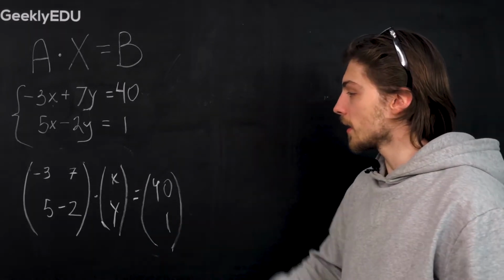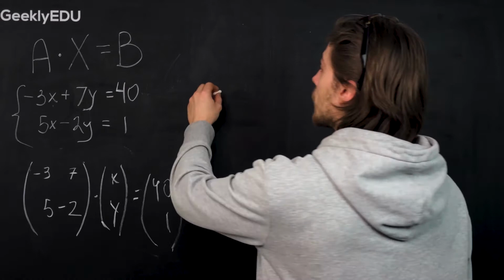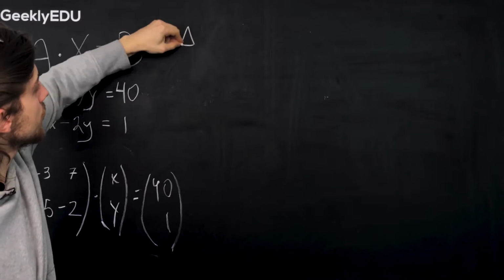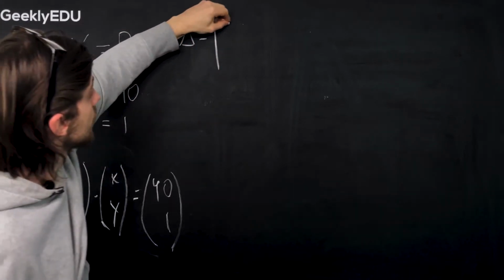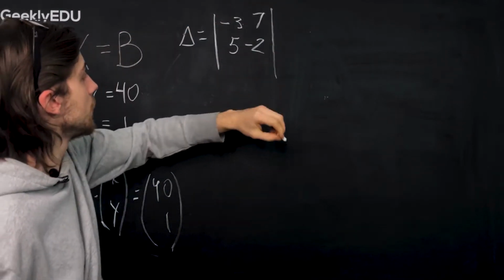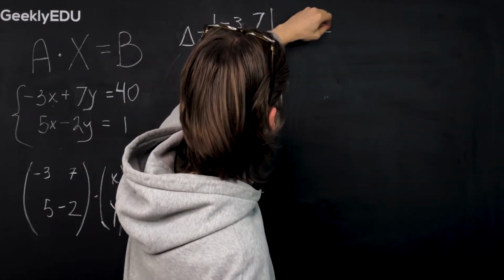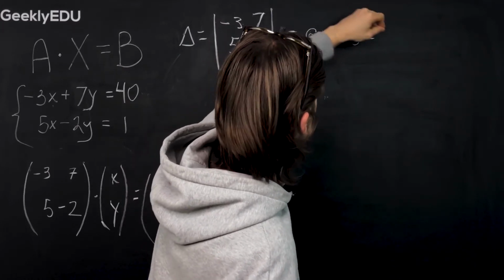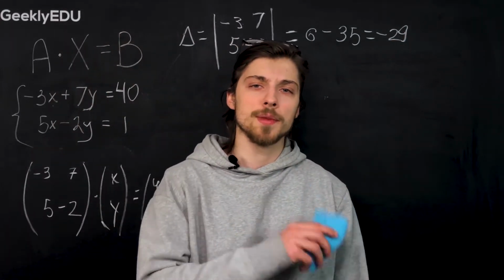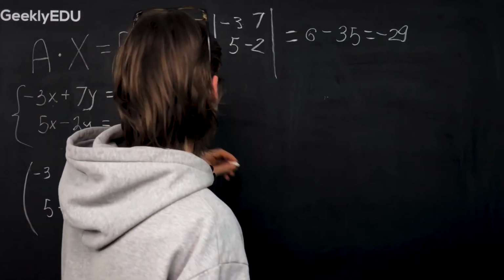So let's find the inverse of the coefficient matrix first, and we do that by first finding the determinant of this matrix. And this is a simple 2 by 2 second order determinant, so this equals 6 minus 35, or that gives us -29. Now the determinant is non-zero, so that means we can continue with our calculation since the inverse exists and it can be found.